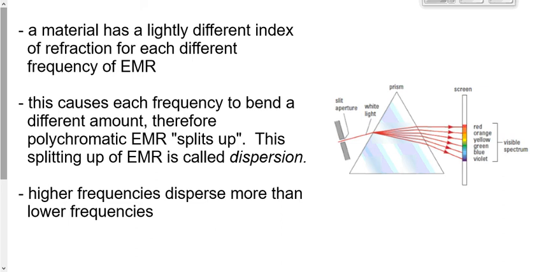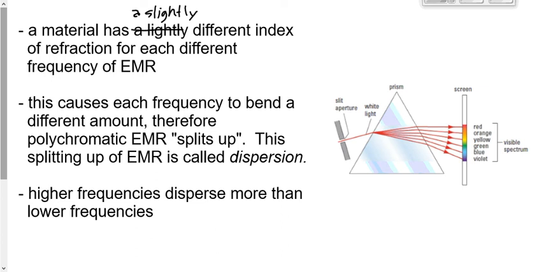We talked about that yesterday, but we didn't formalize it in notes. I'm going to get you to copy this down now. As you do, keep in mind a couple of things. One, a little bit of a typo here. Should say a material has a slightly, not a lightly, a slightly different index of refraction for each frequency.